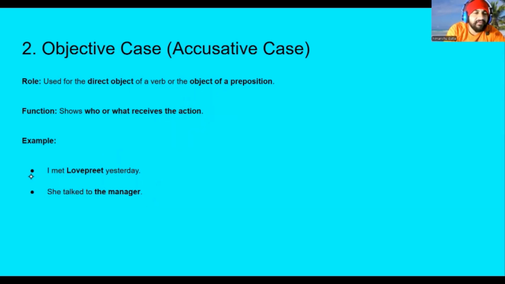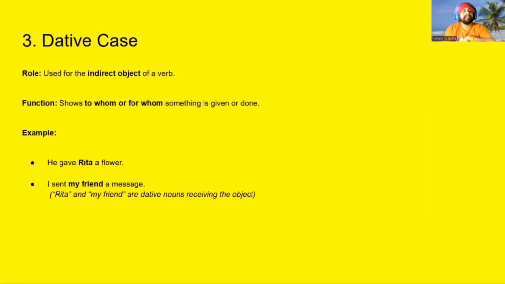Then we have another one, that is the dative case. Now what is the dative case? Here we are talking about whom, not who. It is similar to the objective case, but here it is the indirect object. To actually understand that, I would like to put some light on the fact that objects are of two categories.